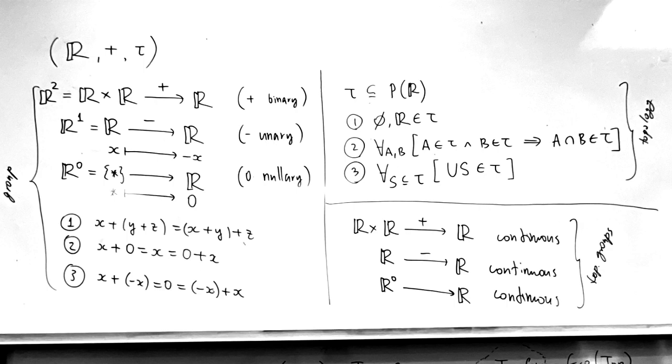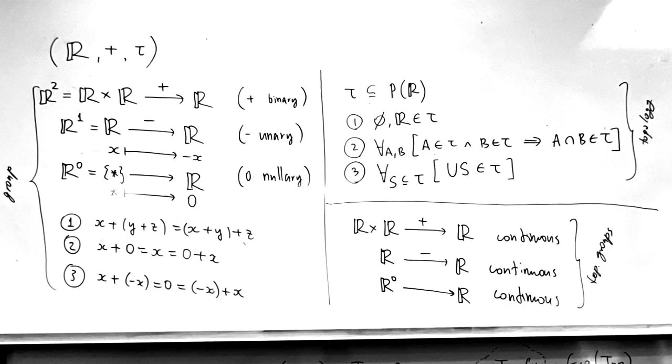Second one says that for any 2 things in tau, their intersection is in tau. And the third one says that for any set of subsets of R that are in tau, so for any subset S of tau, the union of S is also in tau.